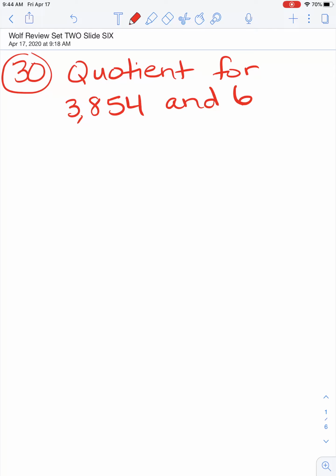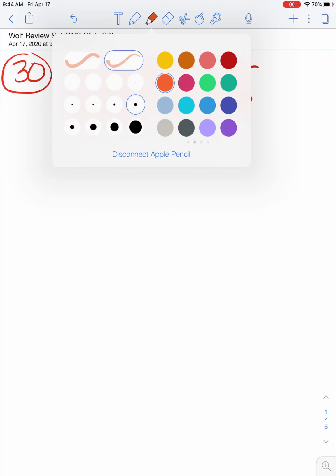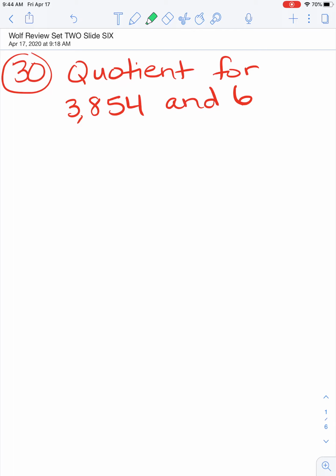Hi class, this is Wood Review Set 2, Slide 6. Number 30. We are going to find the quotient for 3,854 and 6. So we know that quotient means divide. So we're going to have to divide these.